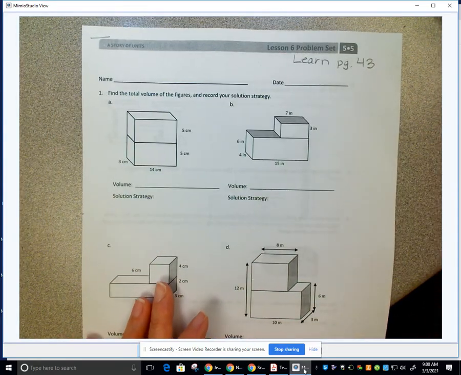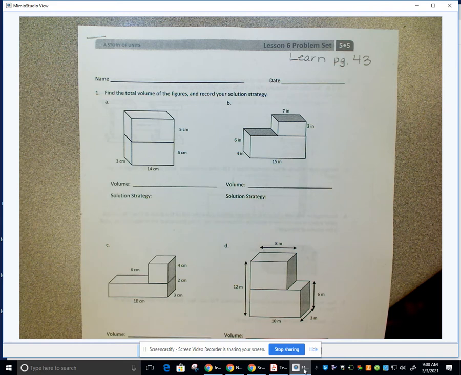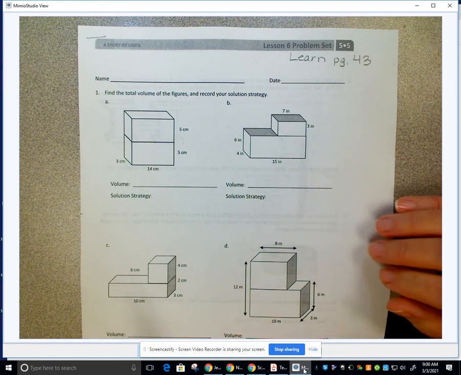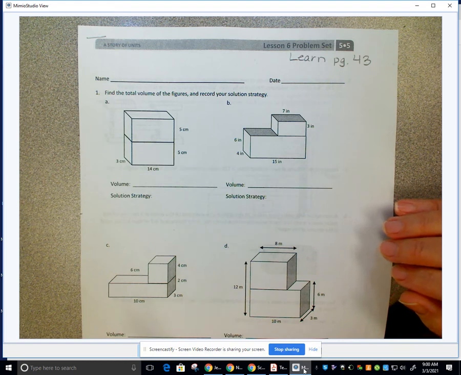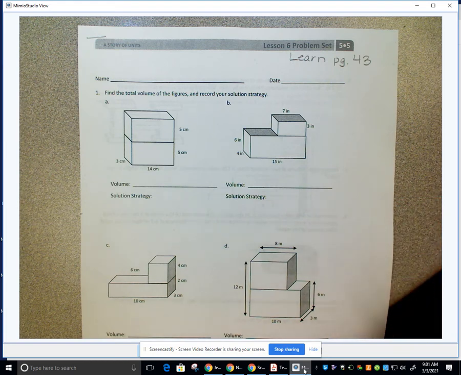We are looking today at volume again. This time, it's going to be a little bit trickier. This time, we're going to have to find the volume of composite figures and add the volumes together to get the total volume of the shape.